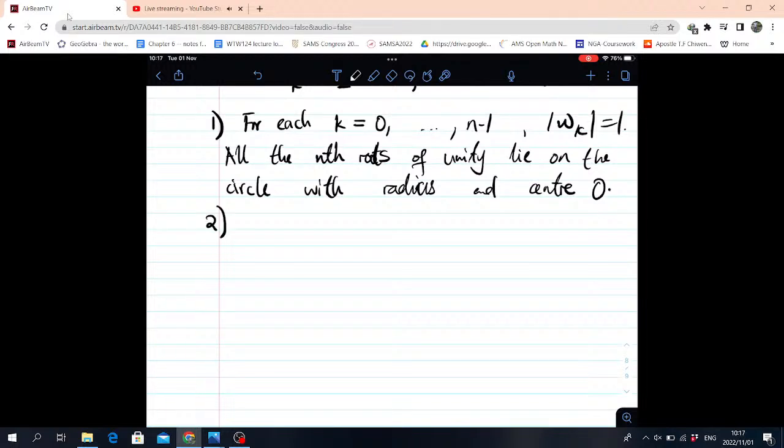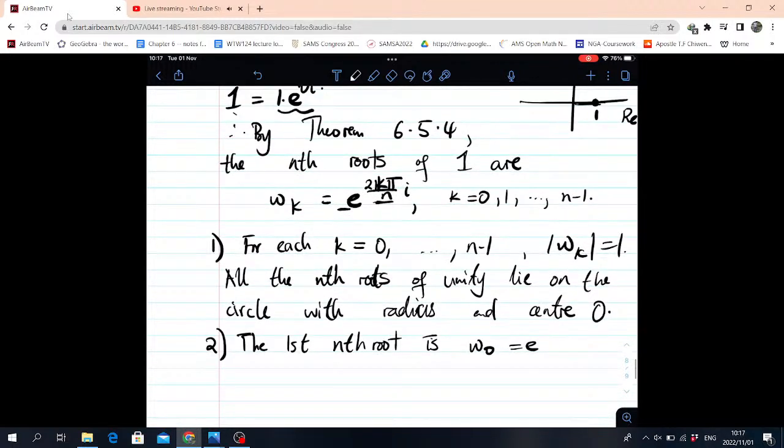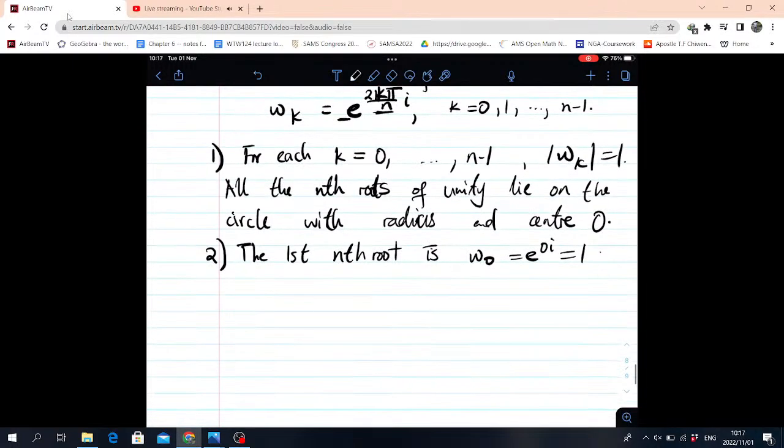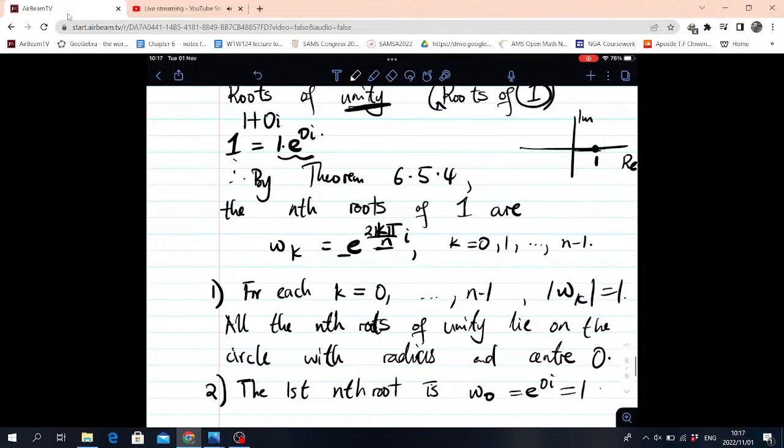And then the first nth root of unity is e to the 0i. So when you put k equal to 0 there, you end up with e to the 0i, which is just 1, right? So when you draw that circle there, the first nth root that you have is 1.